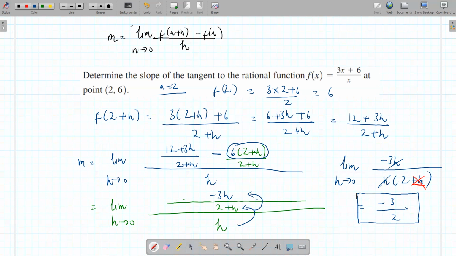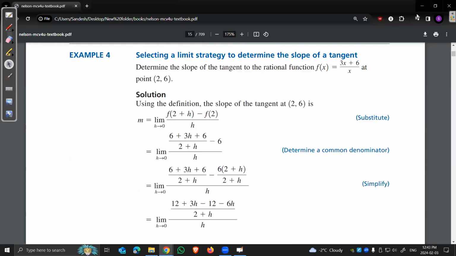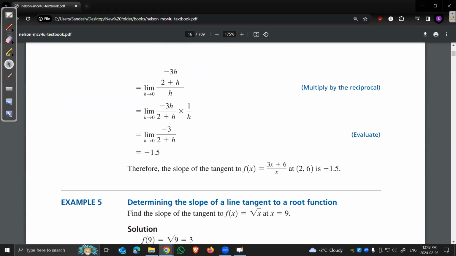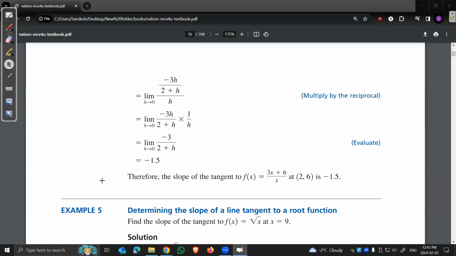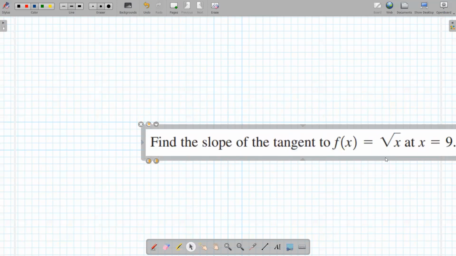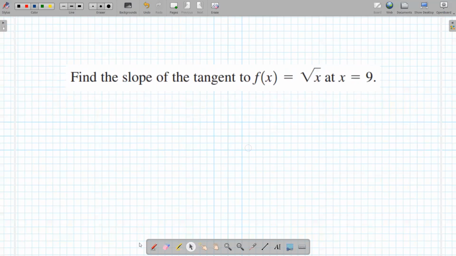Does that make sense? So this was not a polynomial, this was like a rational function, but you can find the slope of the tangent line of any function. It doesn't necessarily have to be polynomials. And this next question is why we're doing the rationalizing stuff, because you have to do that for this question. You'll see why in just a second.